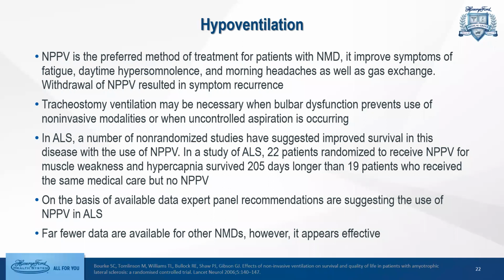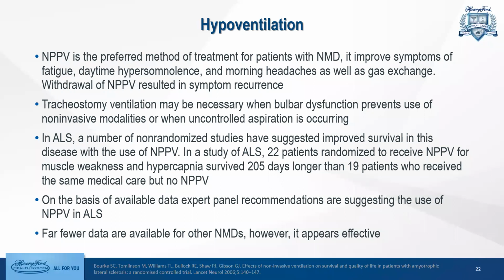You're going to move to tracheostomy, especially if you have a patient with bulbar dysfunction or facial muscle weakness, which prevents the use of non-invasive masks, or whenever you have somebody with uncontrolled aspiration, where the BiPAP mask is not going to be safe. For example, the majority of the studies were done on ALS, and this is where we can get our information from. Many non-randomized trials suggested improved survival with the use of non-invasive ventilation.